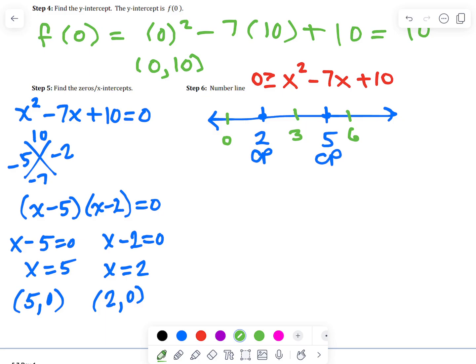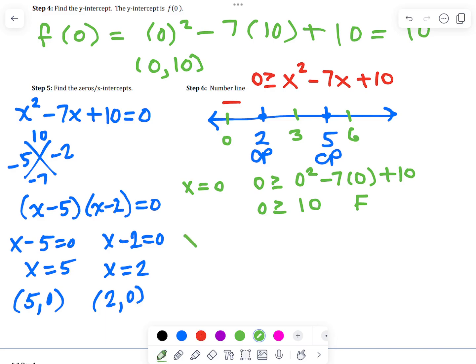So let's go ahead and test now. X equals 0. We sub it in for x. So 0 squared minus 7 times 0 plus 10. And when we're done, we read the inequality. Is 0 greater than or equal to 10? No, that is false. So in that entire region, less than 2, it's false. So we put a negative.